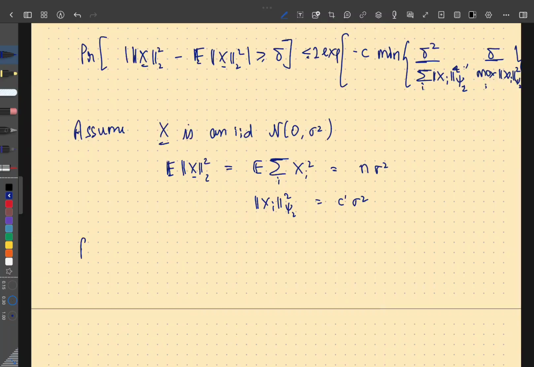So the probability that the L2 norm square minus n times sigma square is greater than or equal to n times delta is less than or equal to, let me call this, epsilon. So I'm taking delta to be n times epsilon.